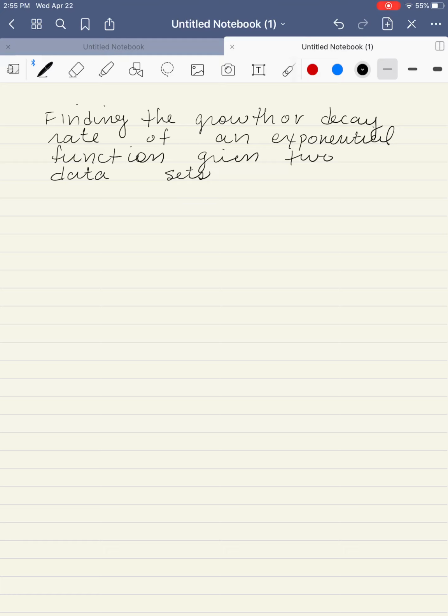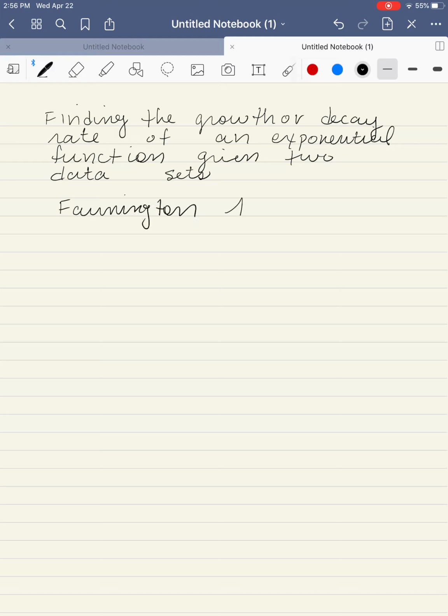In our last couple of videos, we introduced the concept of an exponential growth or an exponential decay function that can be a model of a real-life process. In this video, we're going to look at how we can find that model by finding the rate, finding the initial amount, if we're given two data sets.